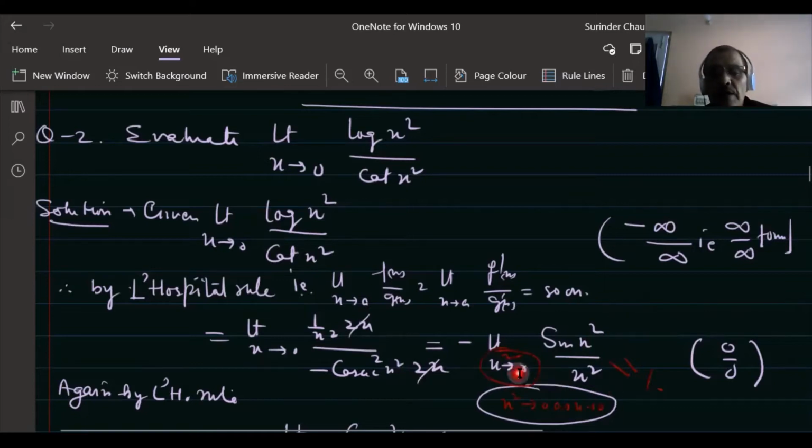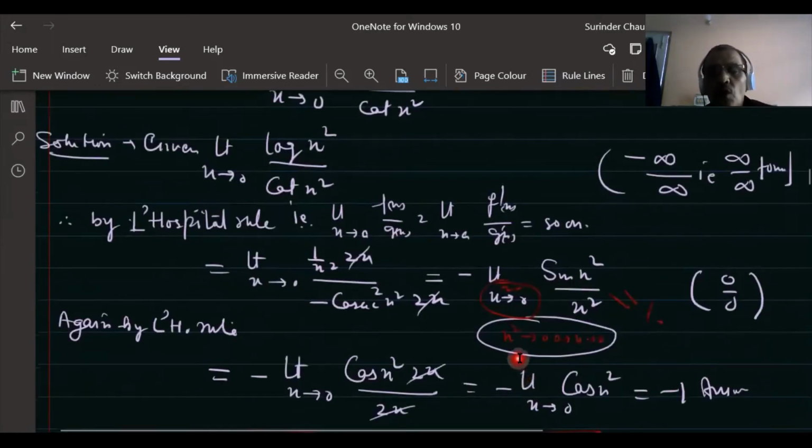Now the limit as x approaches 0. As x approaches 0, x is very small, so x square will be still smaller. The x square will also approach 0. Or we can substitute x square equal to t. So as x approaches 0, t approaches 0. This is sin t upon t, limit t approaches 0. Both ways can be calculated.